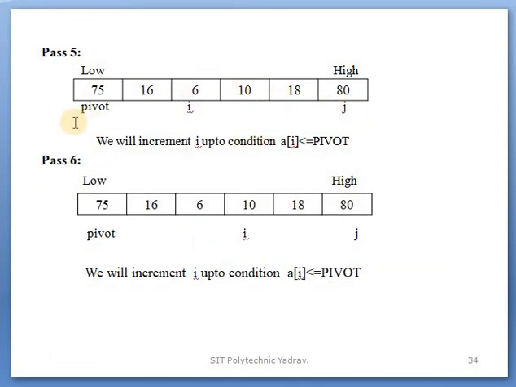Seen it. Okay. We will increment i up to the condition a of i less than or equal to pivot. In that, 6 is less than 75, so increment i. After that, pass number 6. In that, i is incremented by 1. We will increment i up to the condition a of i less than or equal to pivot. Here a of i is 10, and 10 is less than 75. The condition is true, so increment the i pointer.